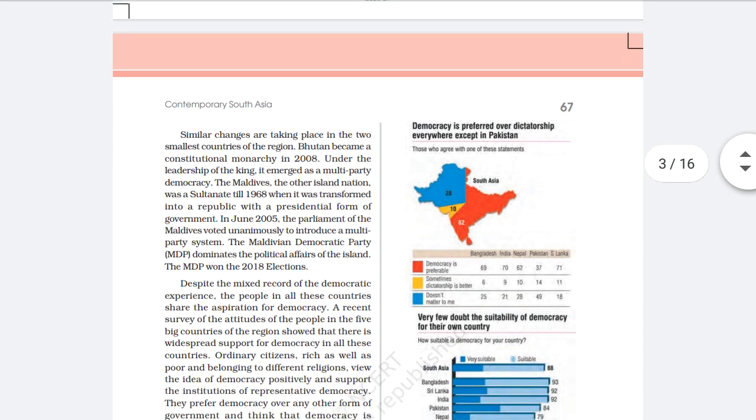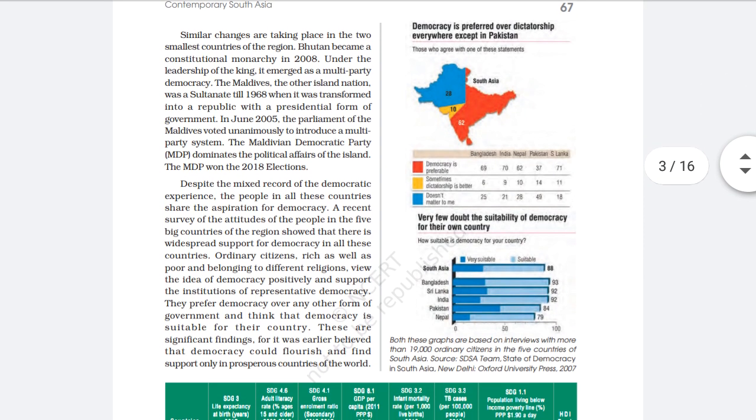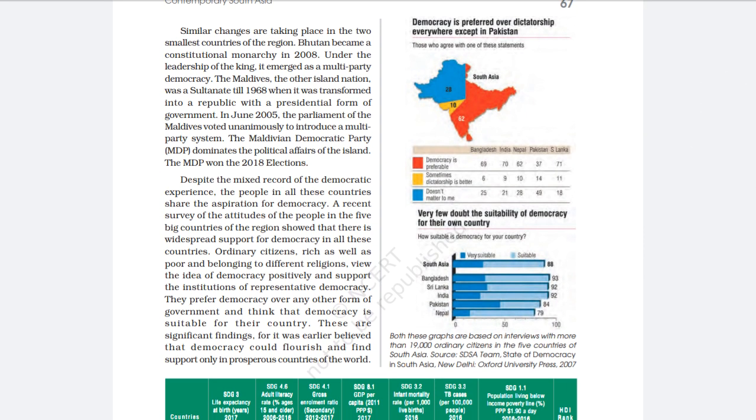And in the Maldives and Bhutan, in Bhutan there was a constitutional monarchy in 2008 under the leadership of the king, and afterward it emerged as a multi-party democracy. And the Maldives, the other island nation, was a sultanate till 1968, when it was transformed into a republic with a presidential form of government.